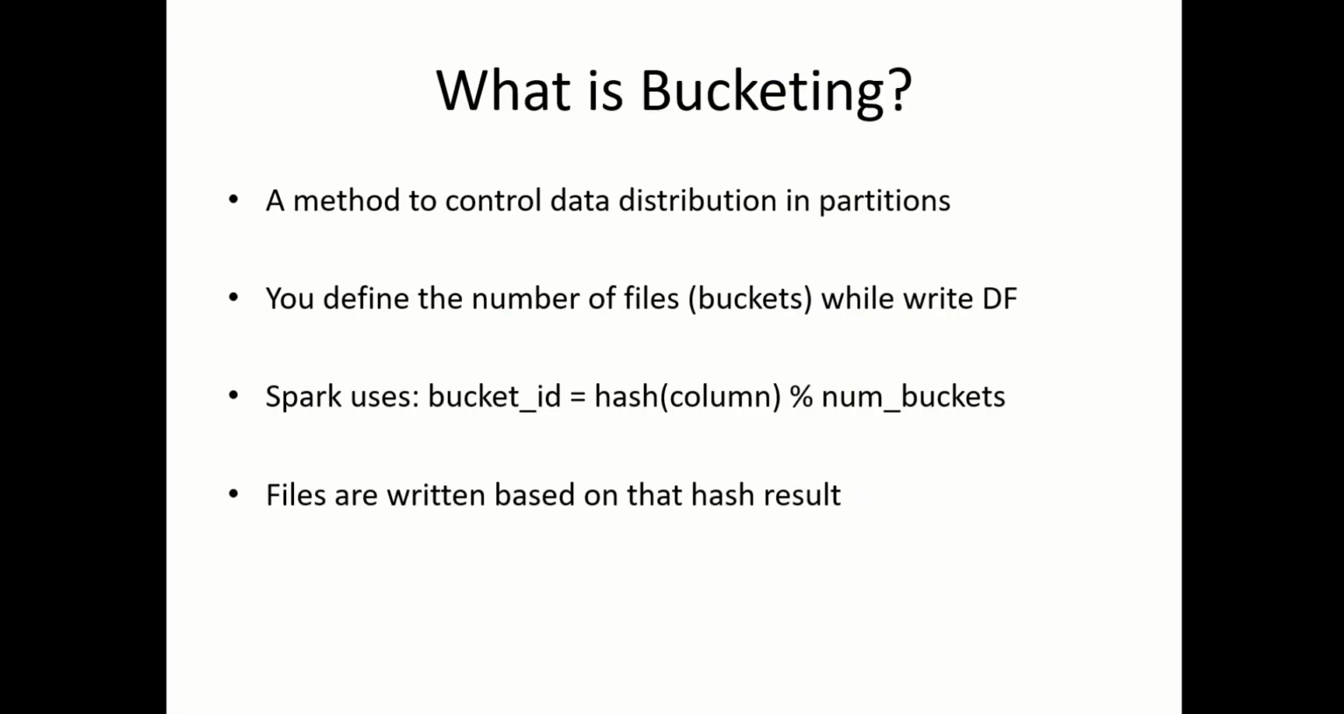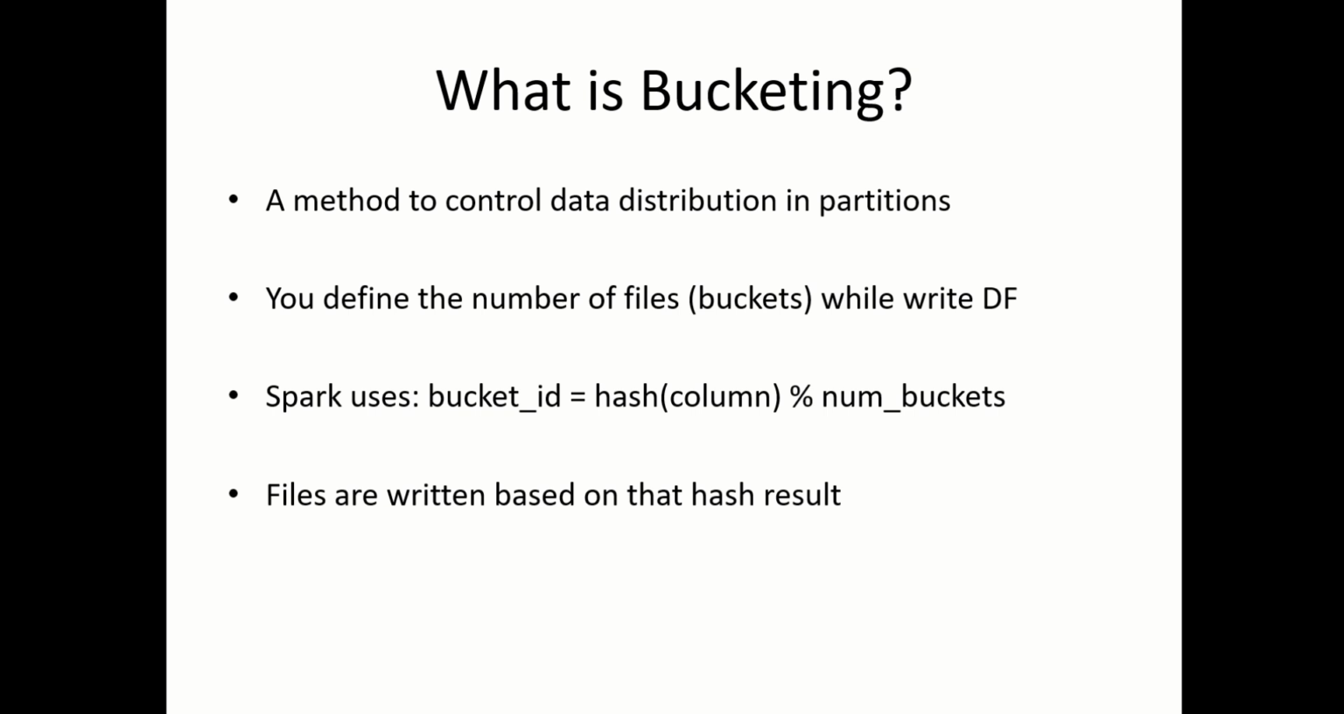So bucketing is a method to control data distribution in partitions. So we can create partitions in Spark, right? And using bucketing, we can control the data distribution. Suppose, for example, you have a column named city. Using bucketing, you can control the records in a particular partition. You can specify the number of partitions.